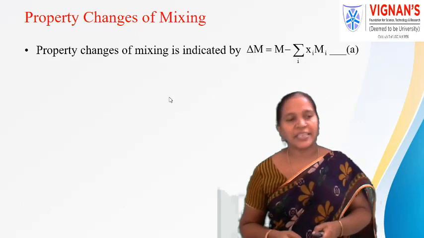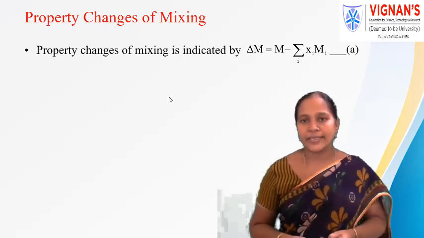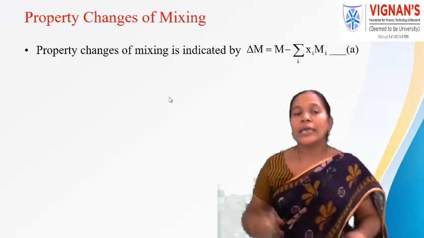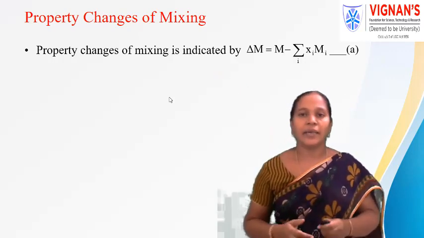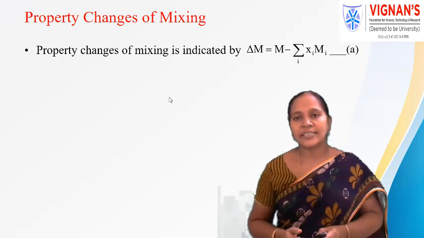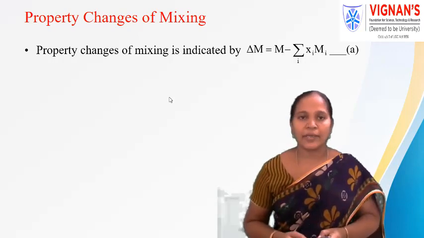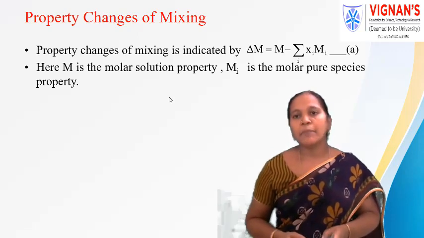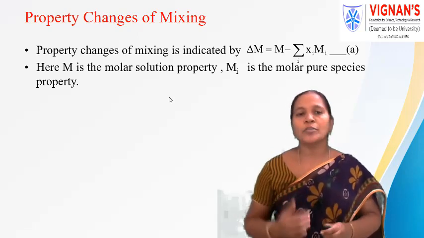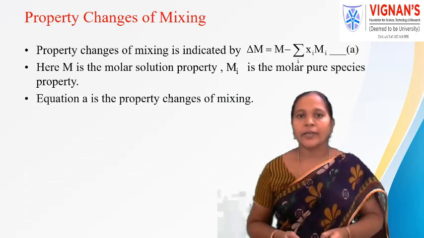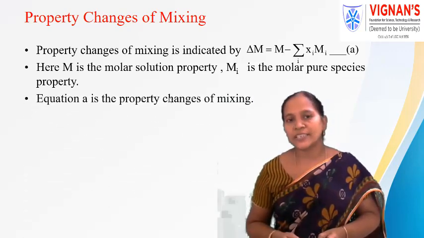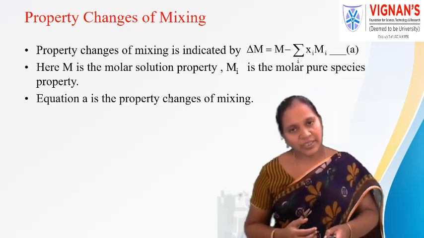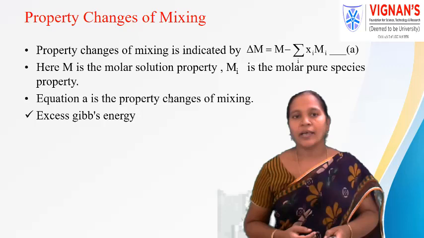Property change of mixing is defined as delta M is equal to M minus sigma xi Mi. Here M is the molar solution property, Mi is the molar pure species property, and delta M is the property change of mixing. Equation A is called the property change of mixing.